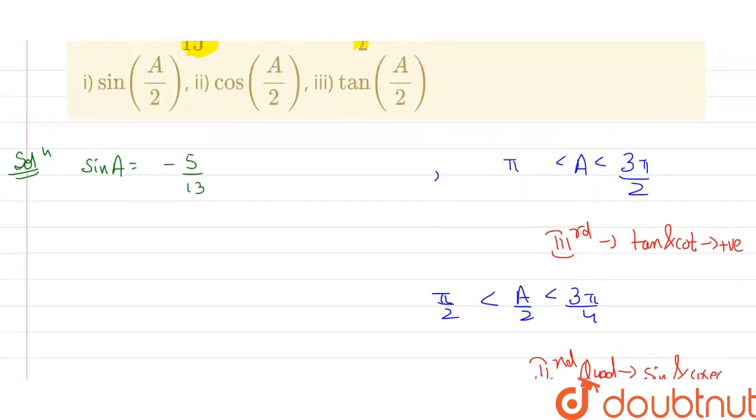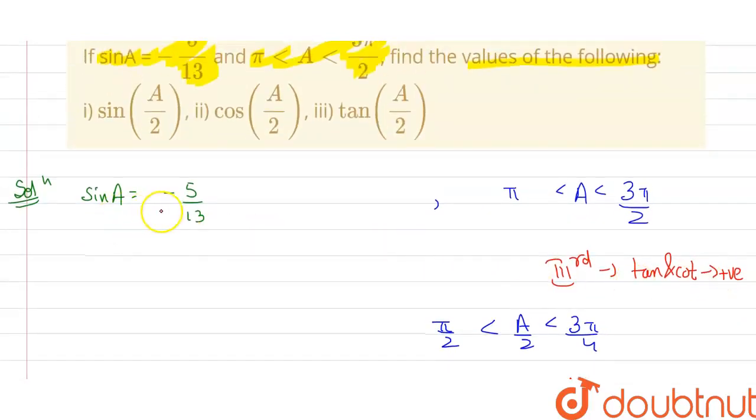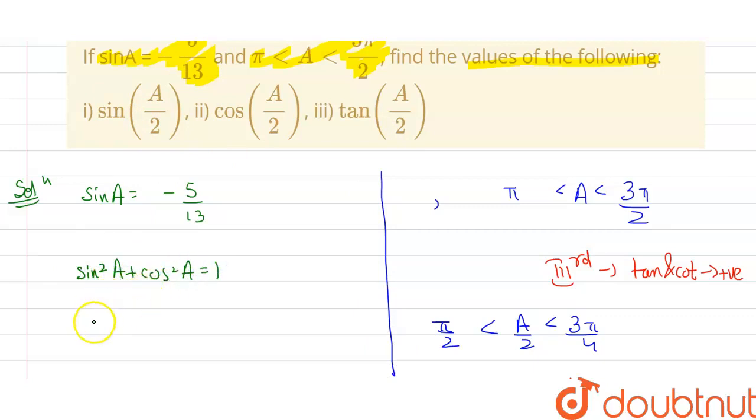So first of all, sin A is negative because A lies in the third quadrant, where only tan and cot are positive. Now, for the first part, to find sin A by 2, we know the identity sin square A plus cos square A equals 1. So cos square A equals 1 minus sin square A.